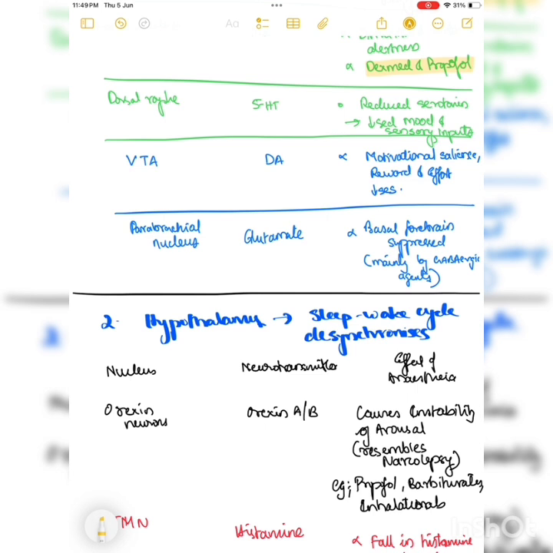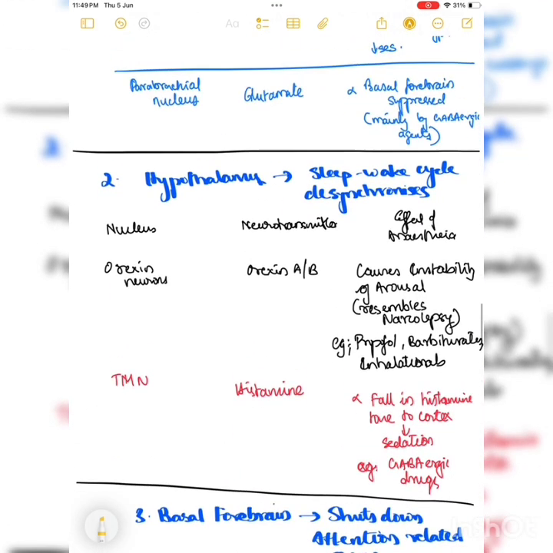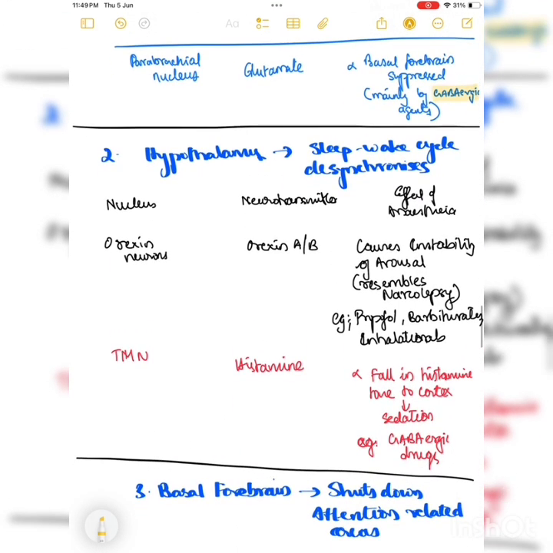In case of parabrachial nucleus, glutamate is a major neurotransmitter. Basal forebrain suppression happens mainly by GABAergic anesthetic drugs. In case of hypothalamus, the action of anesthetic leads to desynchronization of sleep-wake cycle. The nuclei involved are orexin nucleus and tuberomammary nucleus. Neurotransmitters are orexin A and B and histamine. Effect of anesthesia causes instability of arousal resembling narcolepsy, especially by propofol, barbiturates and inhalationals. And in case of tuberomammary nucleus, there is fall in histamine tone to the cortex leading to sedation.